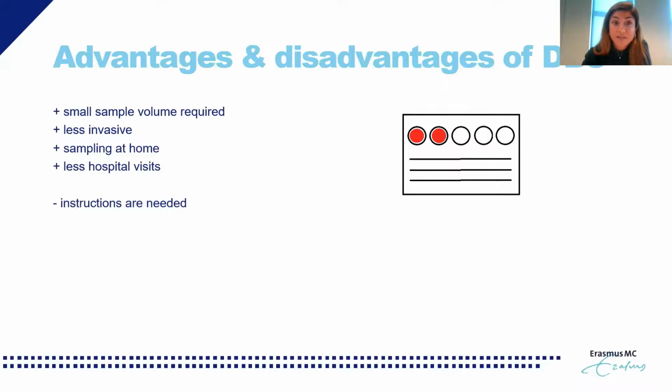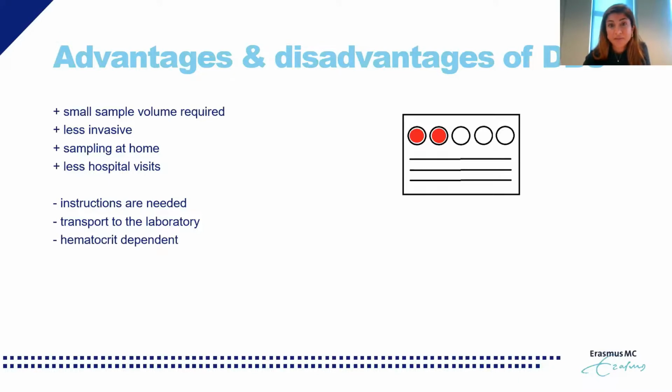Although DBS has a lot of advantages, during implementation in clinical practice, we also observed some difficulties. We saw that it's very important to give the patient the right instructions, because there is a high risk of making mistakes during blood sampling. Also, the transport time and transport conditions may affect the concentrations of the drugs on the DBS cards.